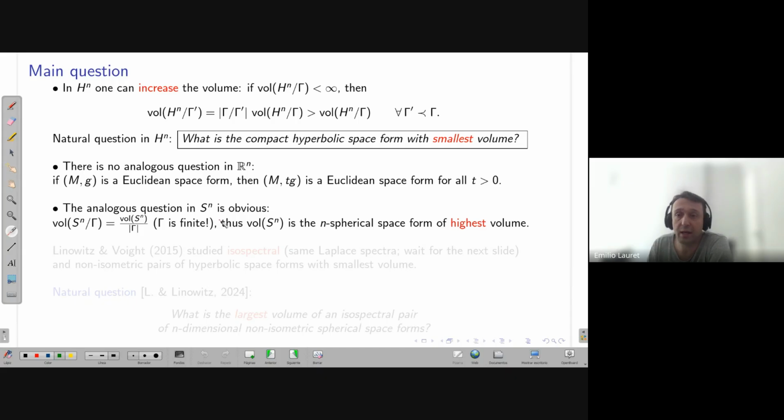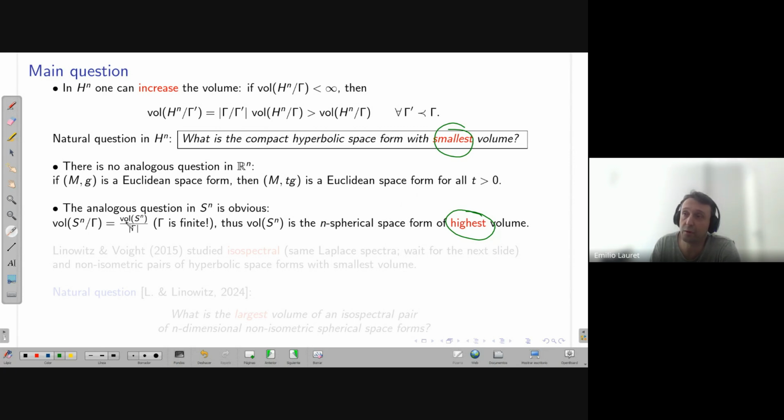And in the spherical case, the question has sense, but it's obvious, because remember, any discrete subgroup acting by isometries in the sphere is finite. So the volume of a spherical space form written like this is going to be the volume of the sphere divided by the number of elements in gamma. Okay. And the analogous question asks for the highest volume, not the smallest, the highest volume, the largest volume.